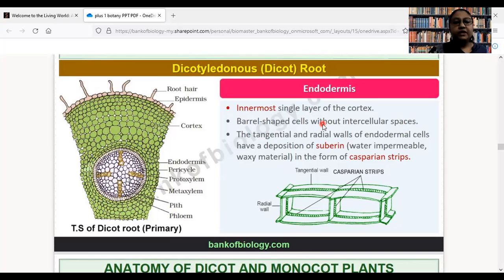Okay. Now, if you see these endodermis cells closely, you better look into the diagram portrayed in the same page on which I am moving my pointer. You can see that they have deposition of suberin. So what is this suberin? Suberin is a water impermeable waxy material, and this material is stored in the form of strips called Casparian strips.